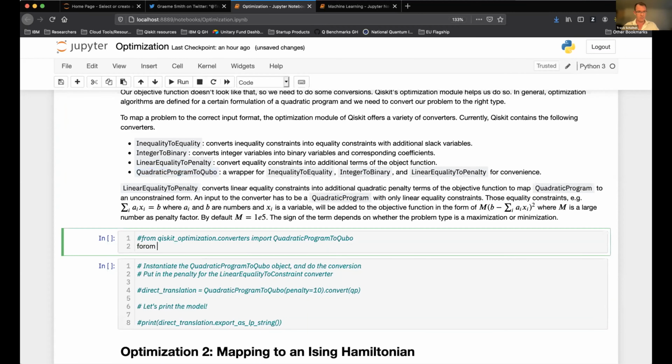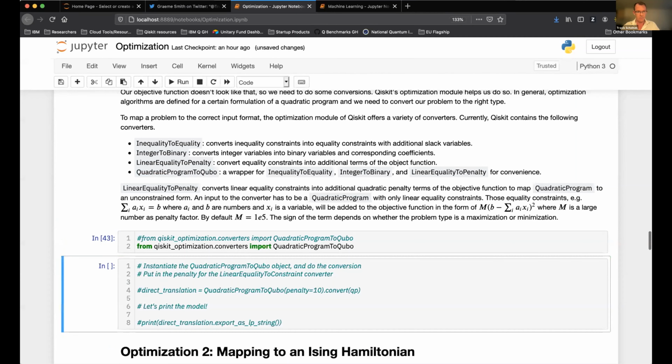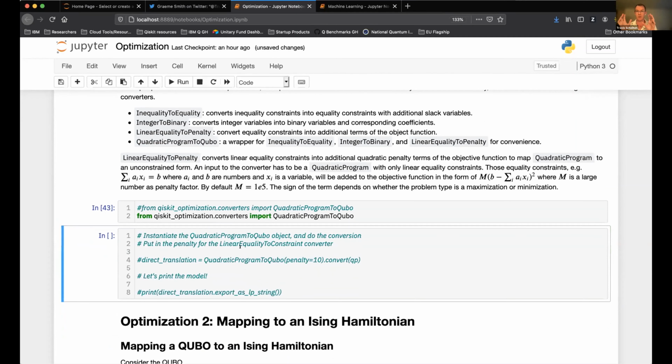So from Qiskit optimization, hopefully this tab completes. Oh, I misspelled it. That's why it's not going to tab complete. Import quadratic program to QUBO from the converters. This is not good. Oh, that's why, because I didn't use the converters. Okay, cool. So now we've got this converter object that we can use.